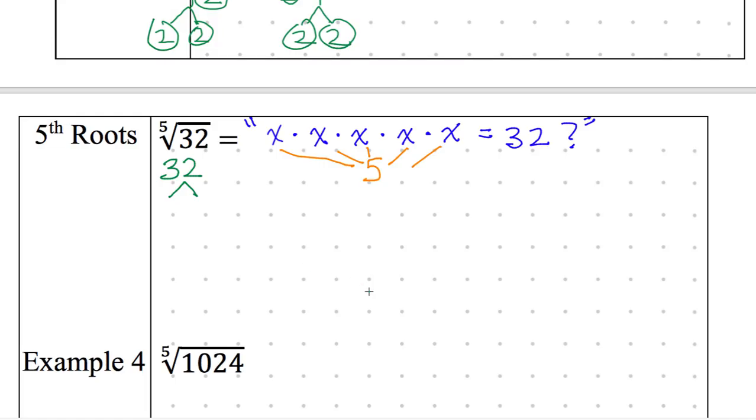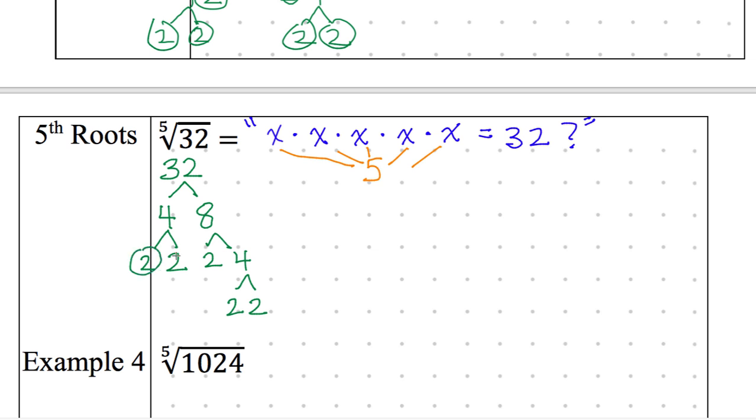Who wants to help me with my factor tree for 32? Fernando, go for it. 4 times 8. Perfect. What are factors of 4? 2 times 2. Factors of 8? 2 times 4. And factors of 4: 1.